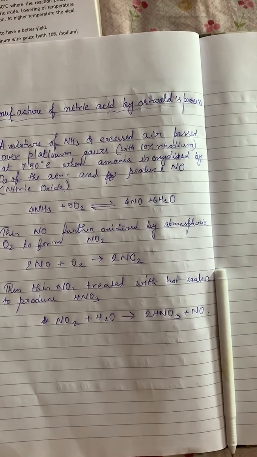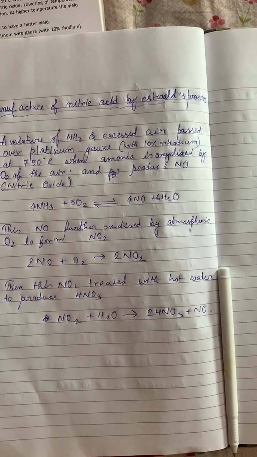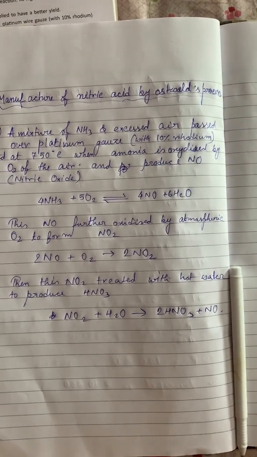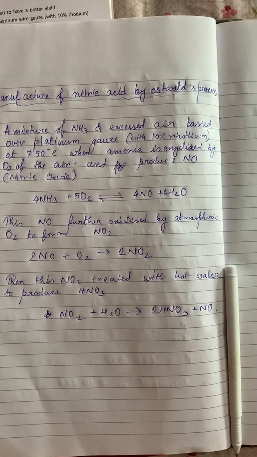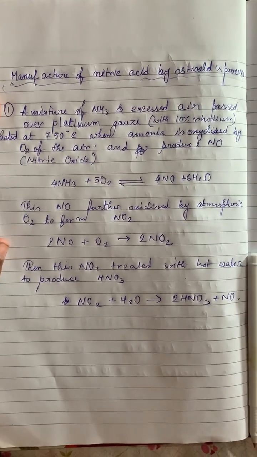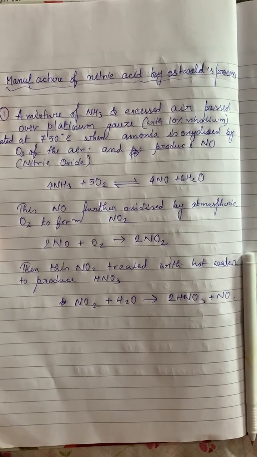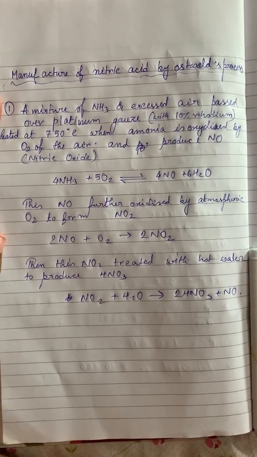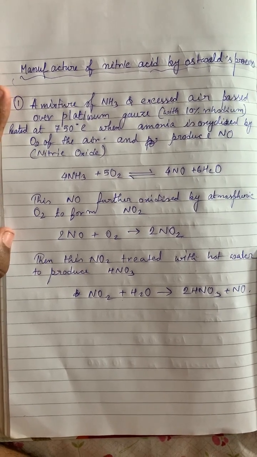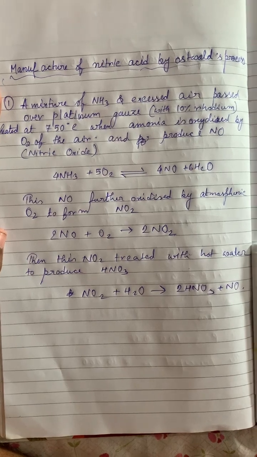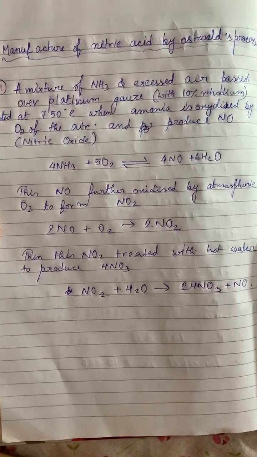This process is much like that process. So if we remember the acid rain process, then the Ostwald process will be very easy for you. So the principle is a mixture of ammonia and excess air is passed over platinum gauge with 10% rhodium heated at 750 degrees Celsius. So you can understand that platinum gauge with 10% rhodium is our catalyst, right?